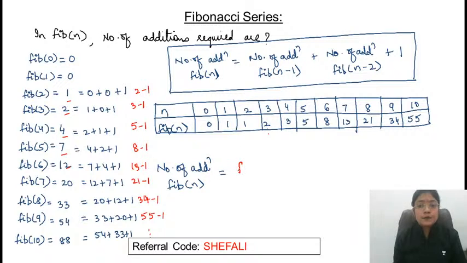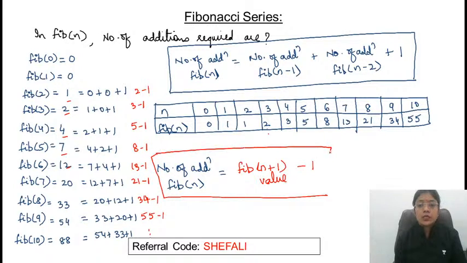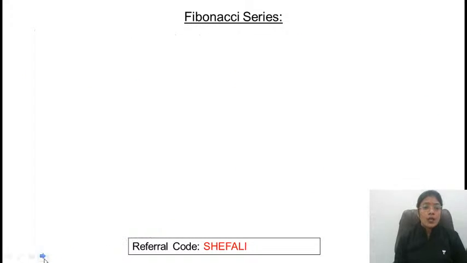Yes, so this is Fibonacci n plus 1 value minus 1. This is another formula. Clear? So this is all about the Fibonacci series. If you have any doubt, you can ask.